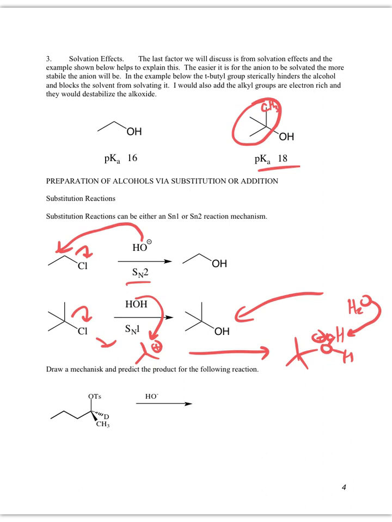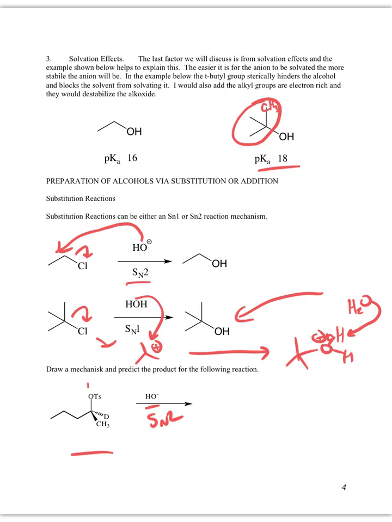Okay. Now, for the next one here, draw a mechanism for and predict the product for the following reaction. We have hydroxide. We know it's going to be an SN2 mechanism. Since it's a secondary, hopefully it's an SN2 and not an E2. But in that, we know that we have stereochemistry here in our starting material. We have 4 different groups. We have the oxygen, the propyl, the methyl, and the deuterium. So we have a stereocenter.